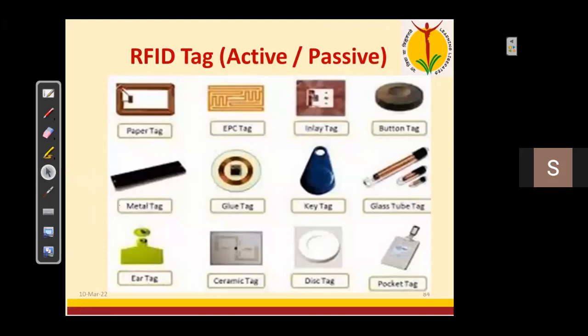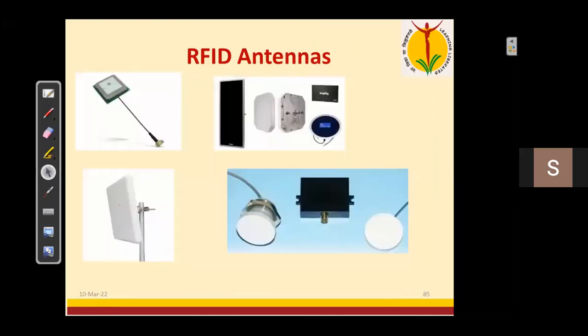There are many kinds. Maybe you are familiar with this key tag, or the pocket tag used in industry for attendance purposes. Correct. There are different antennas, simply this wired antenna, and different directional antennas. Maybe in the toll you have seen such a structure which is used to read your tag.